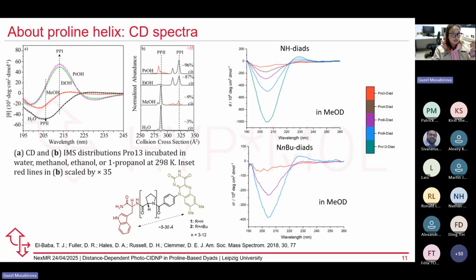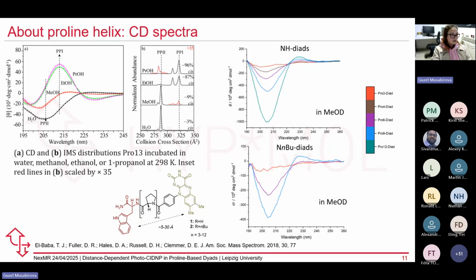As expected, longer proline chains give larger donor-acceptor distances, as shown here. And on the video, you can see a proline 9 dyad, which shows the molecule moving and fluctuating over time. Even though the structure is mostly extended, it still has some flexibility, which can influence the CIDNP intensity. This simulation helps us to understand both distance and the dynamics of the system, which are key parameters in photo-CIDNP.